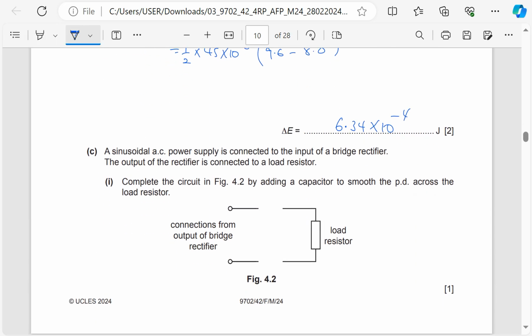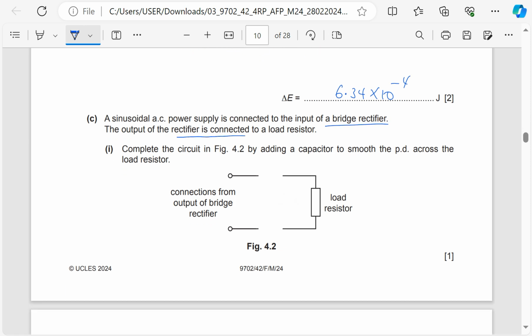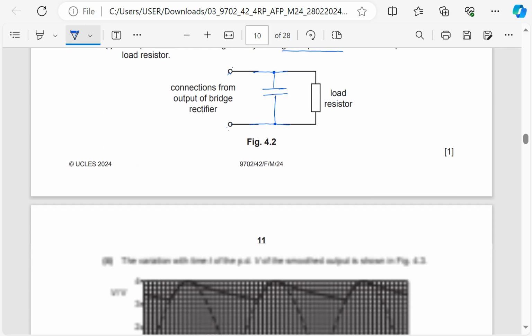joules. A sinusoidal AC power supply is connected to the input of a bridge rectifier. The output of the rectifier is connected to a load. Complete the circuit by adding a capacitor to smooth the PD across the load resistor. So here we have the output. These terminals are showing the output from the bridge rectifier, so I don't need this space here. I'll just join this space. But then we need a capacitor for smoothing, and the capacitor is connected in parallel with the load. So that will be the connection.